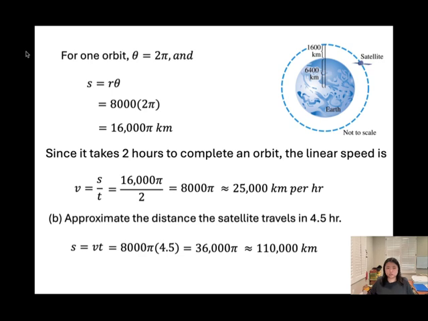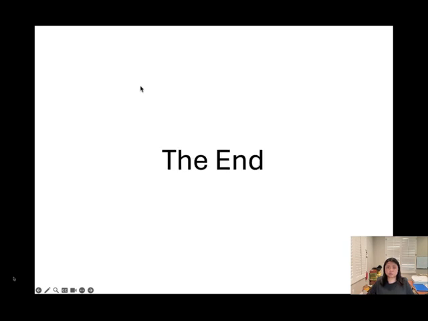For this section, you have two formulas, linear speed and angular speed. For the linear speed, you may want to find out the S first. That's it.